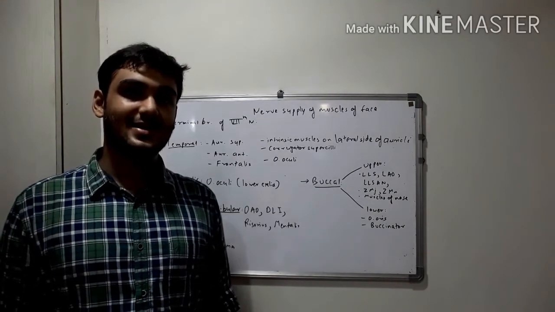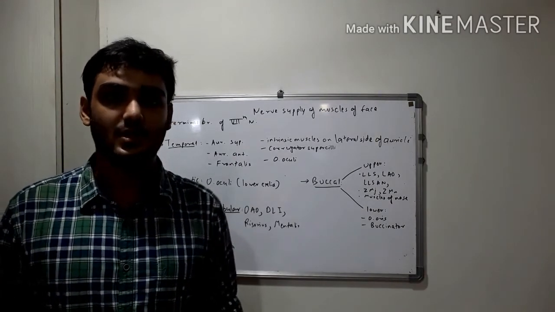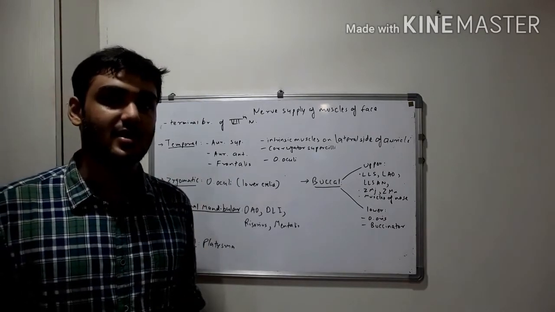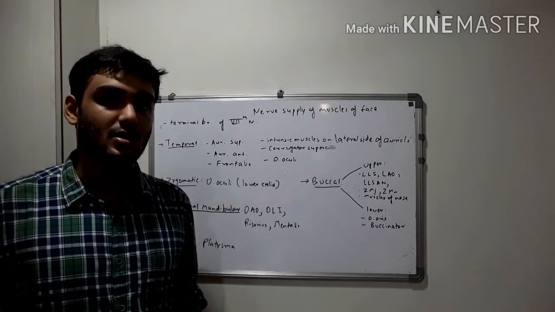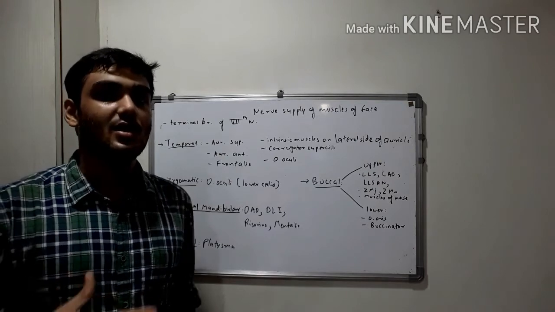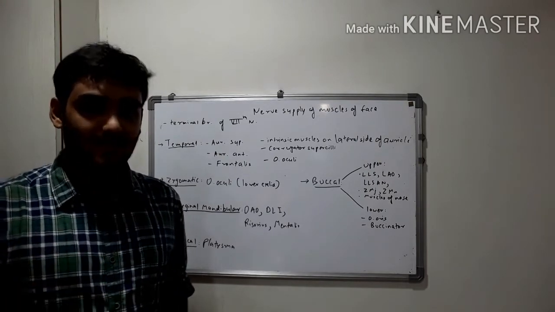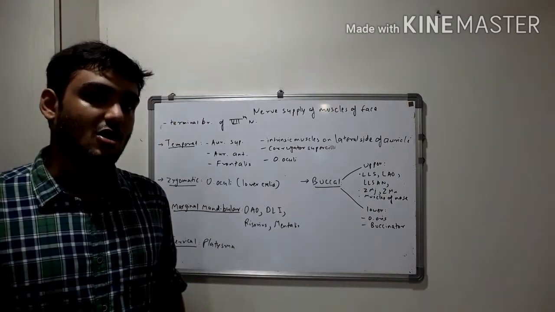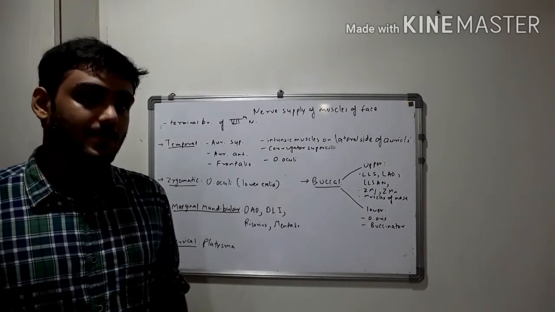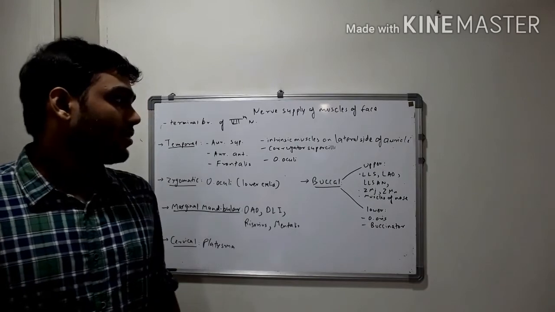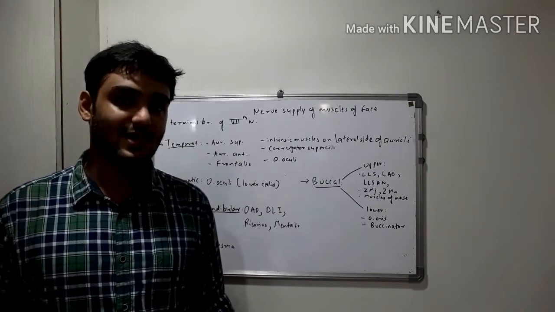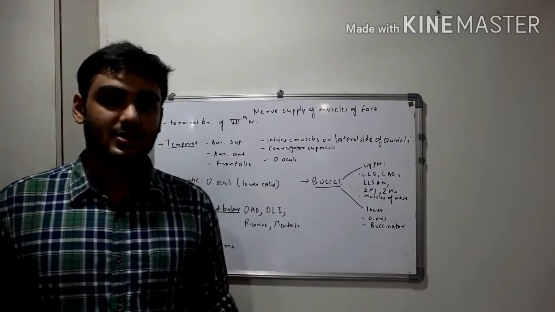So these 5 terminal branches supply the various muscles of face. The temporal supplies 2 of the auricular muscles, auricularis anterior and auricularis superior. Auricularis posterior is supplied by the posterior auricular nerve, the nerve of the same name. Then the frontalis, orbicularis oculi, corrugator supercilii and intrinsic muscles on the lateral side of the auricle are supplied by the temporal branch.